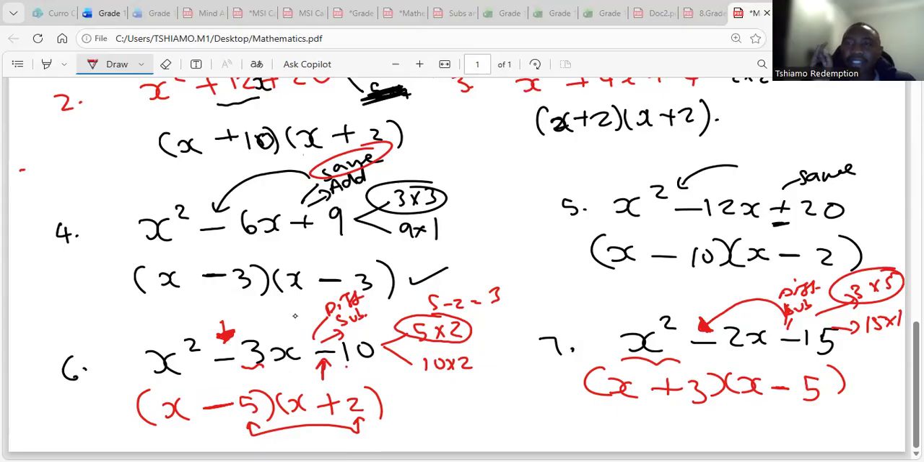Is it a common factor? Is it a common bracket? Is it a difference of 2 squares? Or is it a trinomial? Then you will ace your questions.